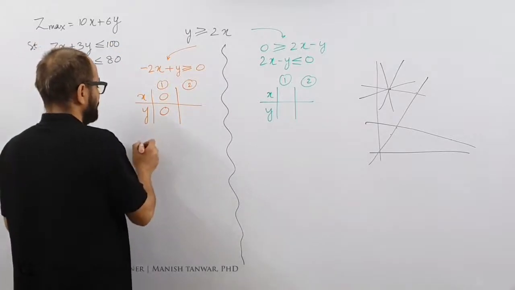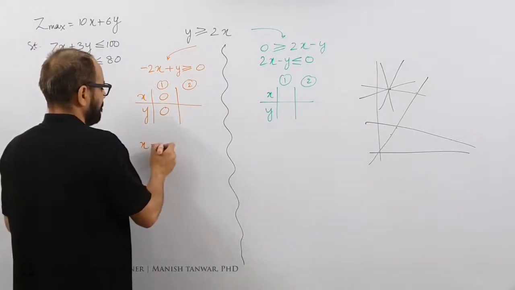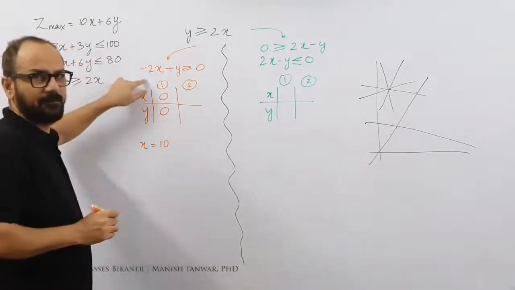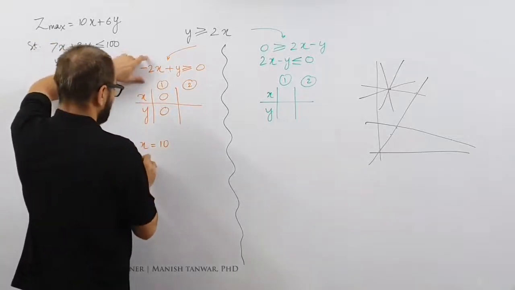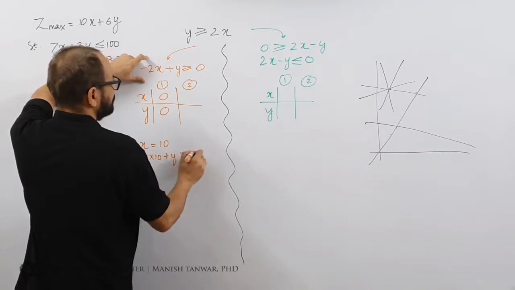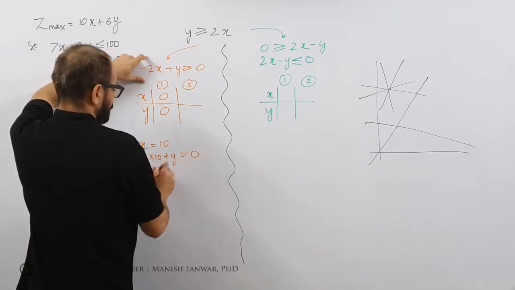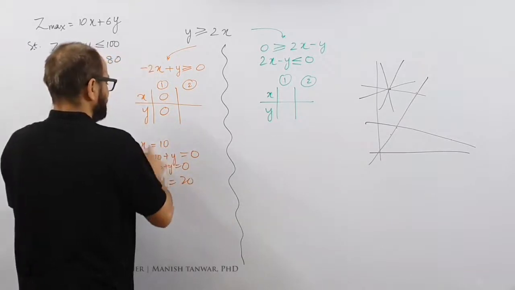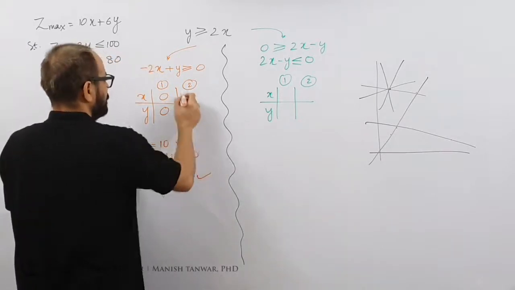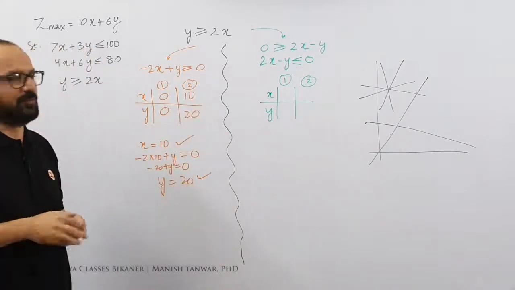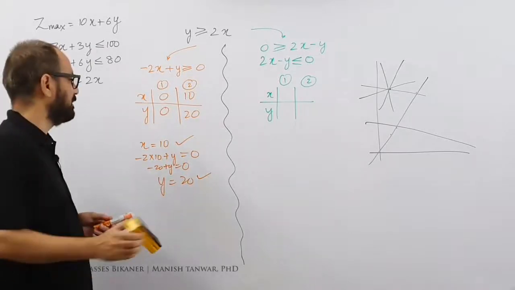Let us say I gave x as, you could give any value. Let's say I give x as 10. If I give x as 10, what does this equation come down to? Minus 2 into 10 plus y is equal to 0, making it minus 20 plus y is equal to 0, making it y is equal to 20. So if I put x is equal to 10, I get y is equal to 20. So I've got my 2 points. I needed 2 points, now I have my 2 points. I can plot a line.